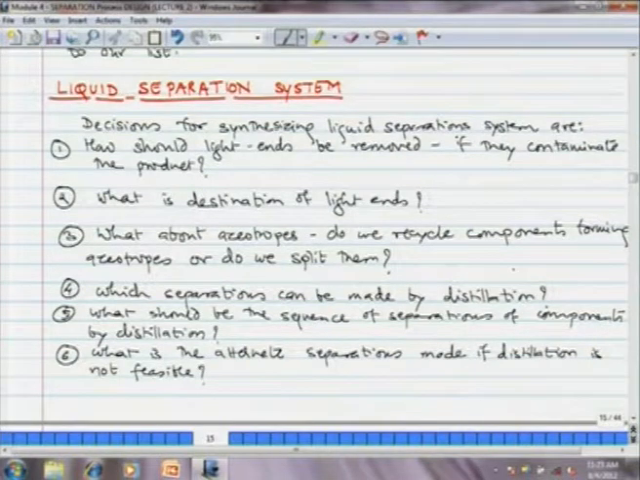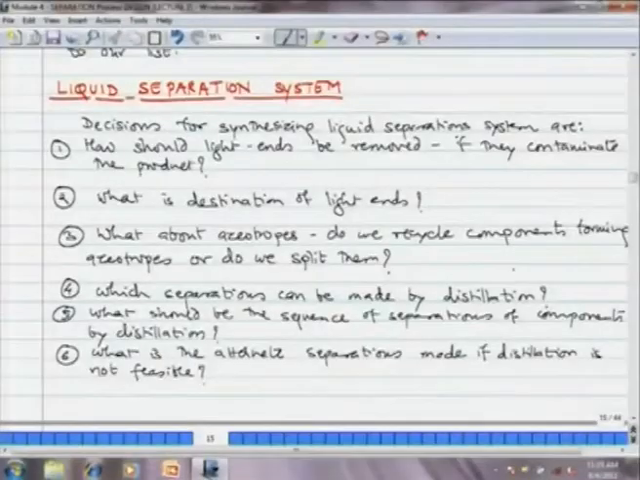Secondly, what should be the destination of the light ends? What should we do with these light ends? Then thirdly, what about the azeotropes? Because it is very likely that there will be binary, ternary or even quaternary azeotropes. So, to separate the azeotropic components, we need to have another separation system supplementary to distillation. Then, how do we recycle components forming an azeotrope, or should we split them? In some cases, if the complete azeotrope is going back to the reactor, then there is no need to split it.